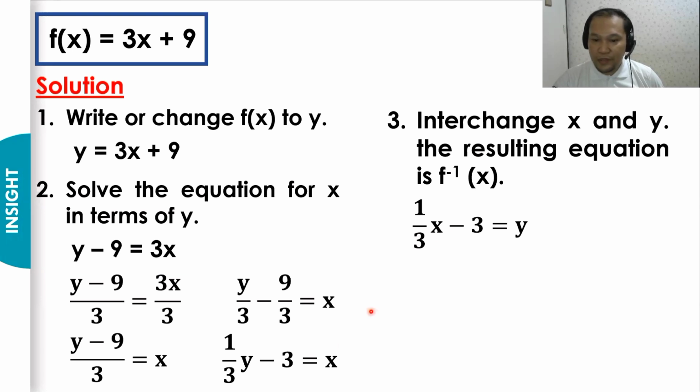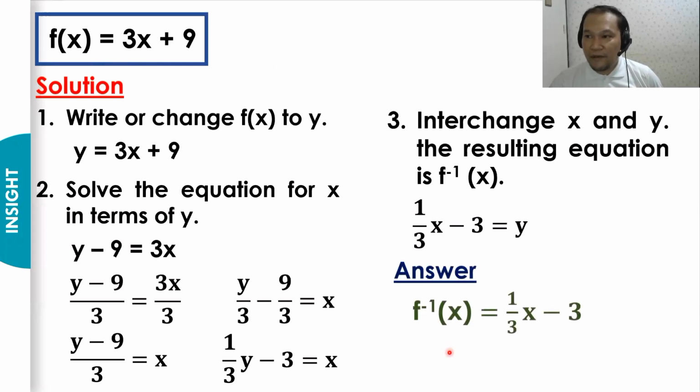Now, as you observed, y for 1/3 y was changed into x. And then this x was changed to y. But you have to change this y to f raised to negative 1 since when we interchange, the resulting equation is now the inverse of the given function f of x is equal to 3x plus 9. Therefore, our answer will be the inverse of a function is equal to 1/3 x minus 3.